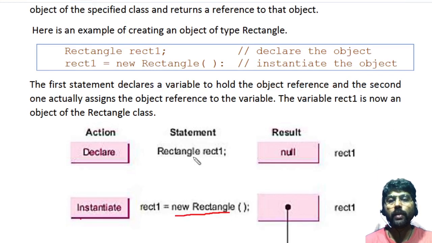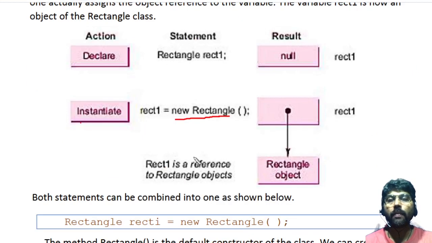This is explained with a diagram here. Now in the first statement, I have used rect1. This rect1 is actually a variable of Rectangle. Initially it is stored as a null value, and this is called the declaration part. Here null value means it is not a reference to any object.